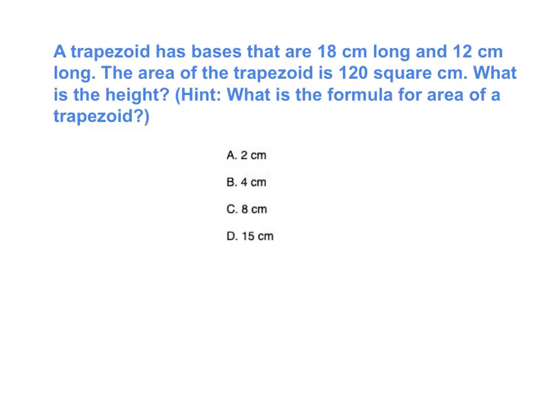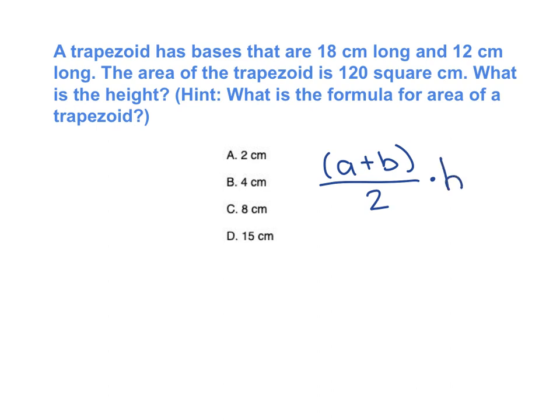All right, so this one is a little bit different. It says a trapezoid has bases that are 18 centimeters long and 12 centimeters long. The area of the trapezoid is 120 square centimeters. What is the height? Hint, what is the formula for area of a trapezoid? So let's write that down first. So you should be doing this in your notebook, not just listening to me and watching me, because that doesn't make you any better at it.